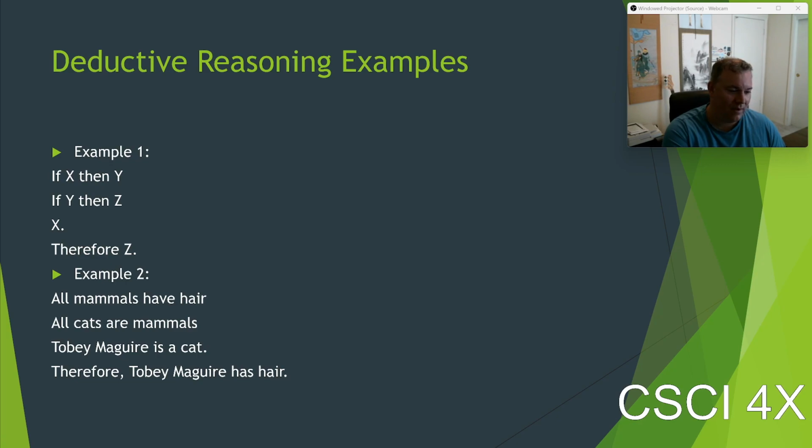It's a great question. Yes, this argument is in fact valid, but not sound. So why is it not sound? It's valid because you have a set. All members of that set have a property. All cats are members of that set. Tobey Maguire is a member of that set, through transitivity. And so Tobey Maguire has the property hair.